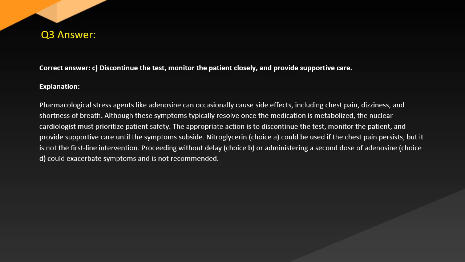Nitroglycerin, choice A, could be used if the chest pain persists, but it is not the first-line intervention. Proceeding without delay, choice B, or administering a second dose of adenosine, choice D, could exacerbate symptoms and is not recommended.